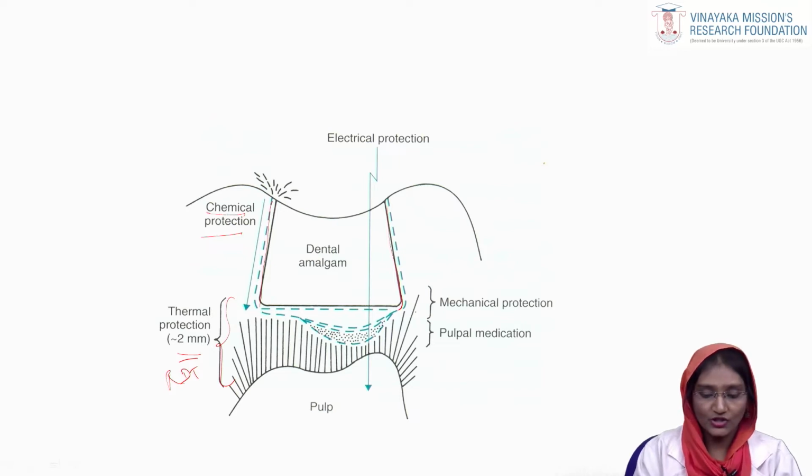Then the mechanical protection is the presence of bases, liners or varnishes. And pulpal medication: in case of deeper cavities you can place a calcium hydroxide liner or GIC liner or anything in order to protect the pulp.